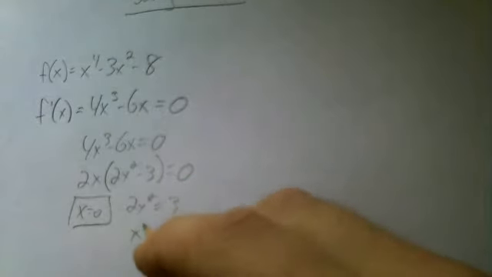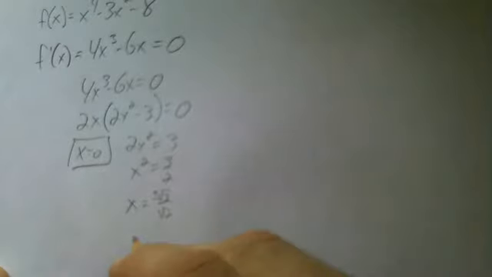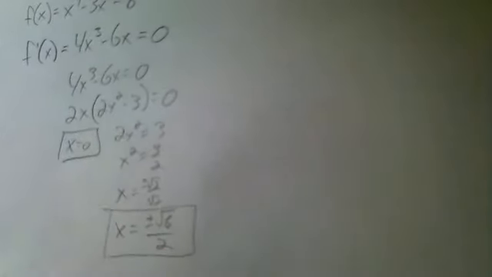2x squared equals 3, x squared equals 3 over 2, so x equals plus or minus radical 3 over radical 2. Make sure that's a positive negative, which means x equals plus or minus radical 6 over 2. So these are our critical points.